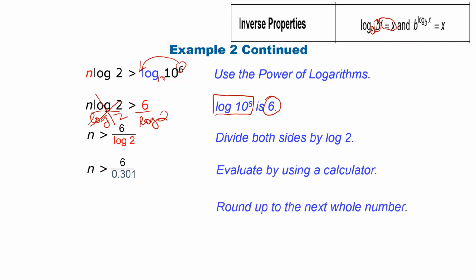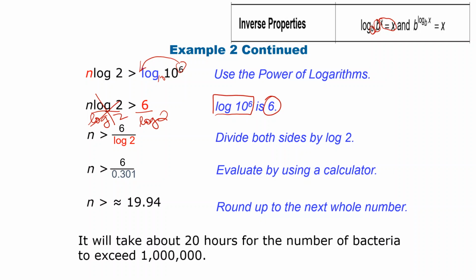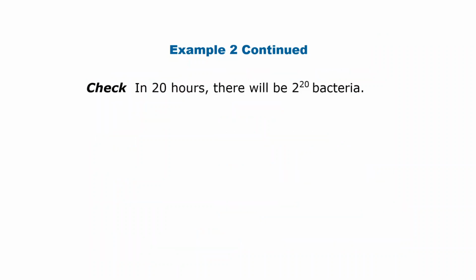And so we could just round up to the next whole number when you multiply it out. So n is approximately 19.94. All right, so that tells us it'll take us about 20 hours for the number of bacteria to exceed 1 million. And of course, we can always go back and check to make sure that your answer is correct. In 20 hours, there'll be 2 to the 20 bacteria. And if you put that in your calculator, 2 to the 20th power, we get 1,048,576. So that is a little bit above 1 million.